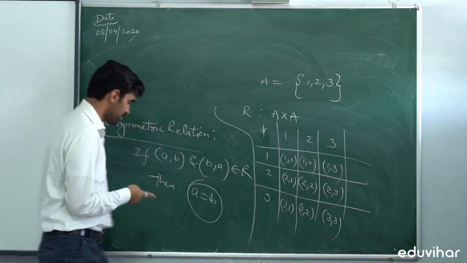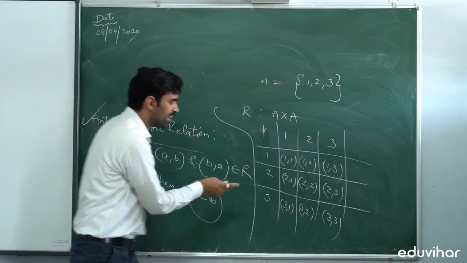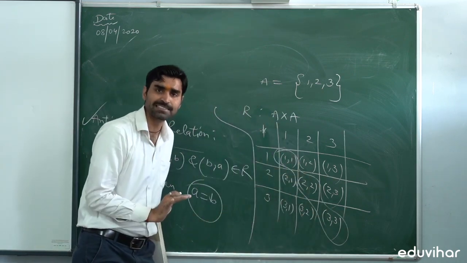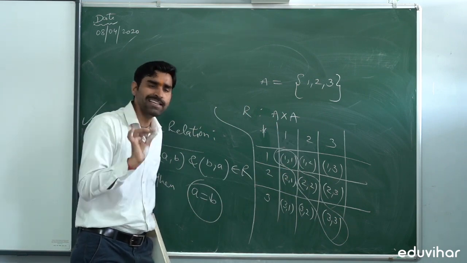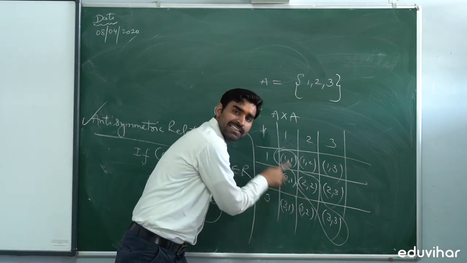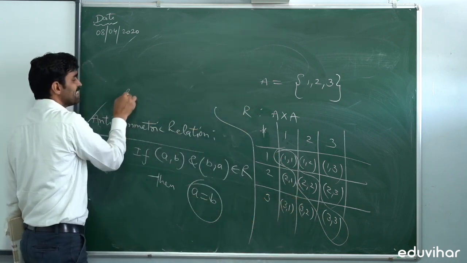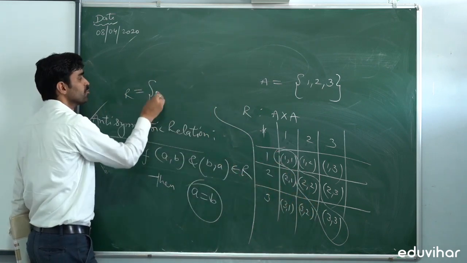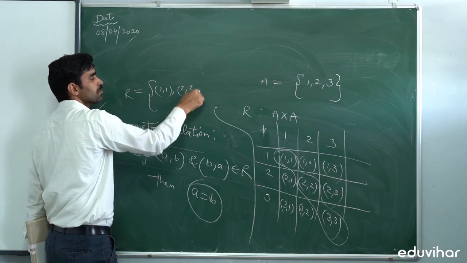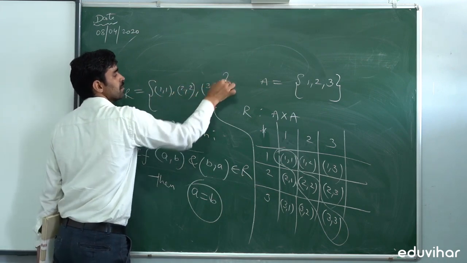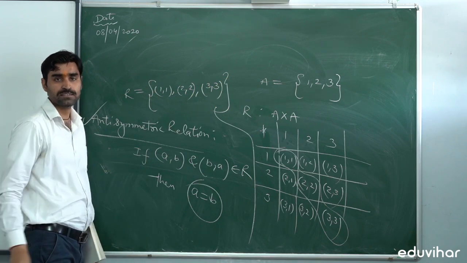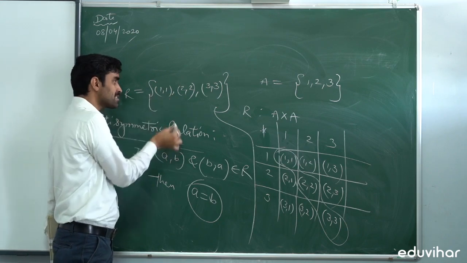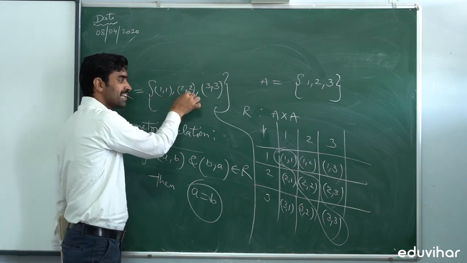Here a and b must be equal. So we can say these are the diagonal ordered pairs. If we have a relation in which we have only used the identity relation, that is, the diagonal elements 1, 1, 2, 2, 3, 3, then this relation is known as an antisymmetric relation.